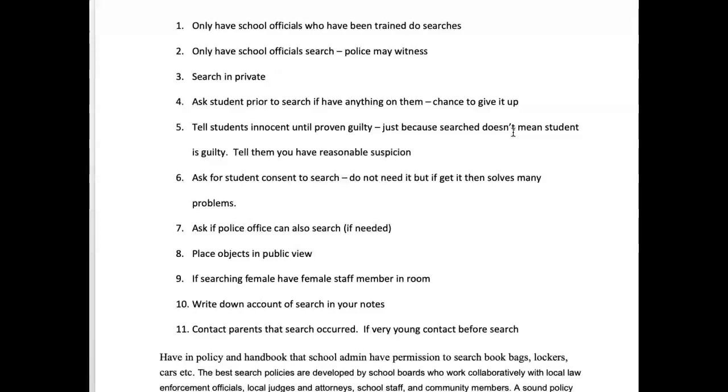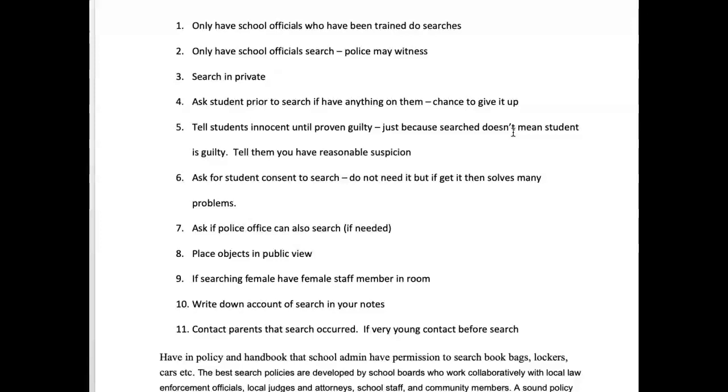Okay? So, if you have an SRO and what you're trying to find is illegal or may be illegal, then they can be in the room to witness. Search in private, usually in an office. I would always ask the student ahead of time. First of all, if we escorted the child from a classroom to my office, I'd have someone walking behind the kid and I'd be in front or next to the kid to make sure the kid didn't drop the item or try and throw it in the trash can.